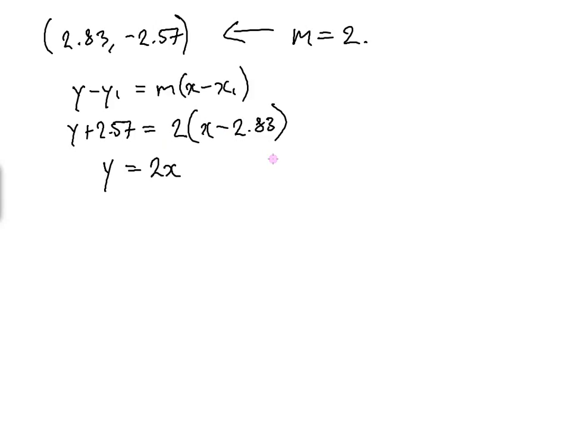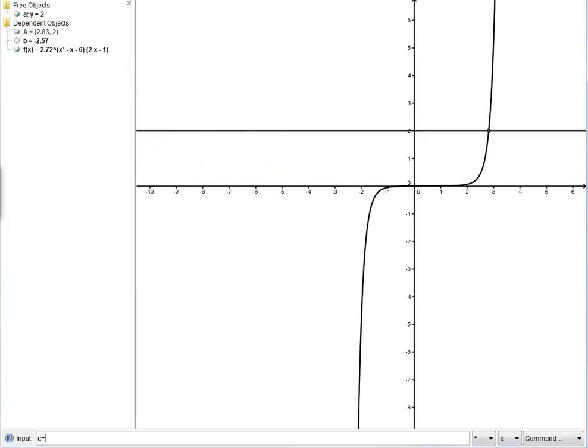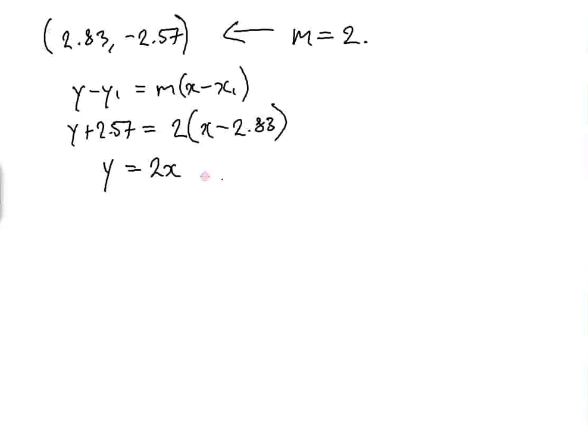Well, I need my calculator here. So c is equal to 2 times negative 2.83 minus 2.57. What do I get? C is equal to negative 8.23, so minus 8.23. So this is the equation of my tangent. In fact, just checking the answers, I see that this shouldn't be a 3. This is a rounding error. This should be a 2, to be perfectly correct. So this is my tangent.